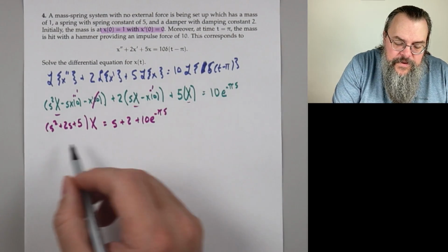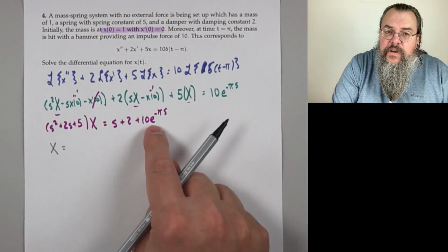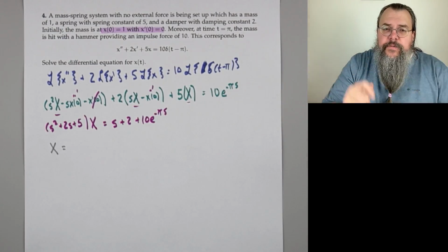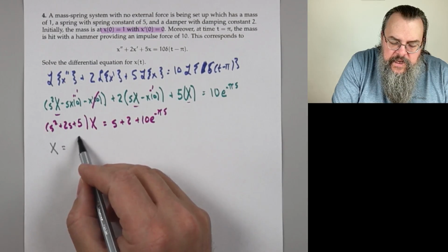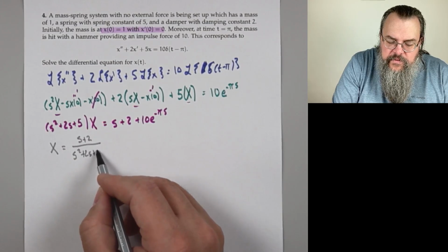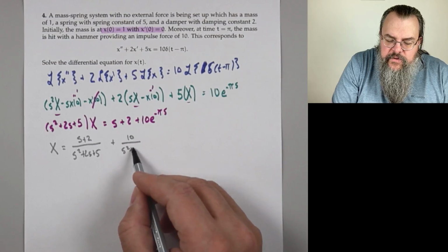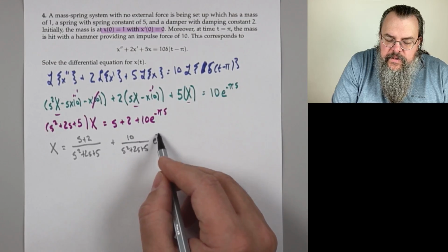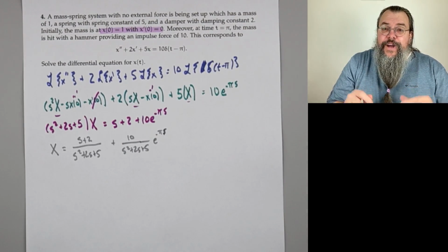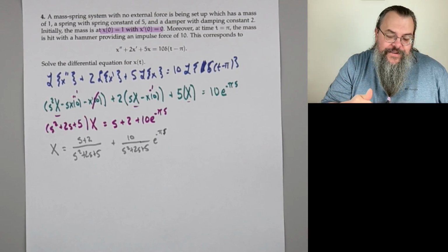All right. Now, we're almost to the point where we have X. So we divide. And I'm going to separate these two, because whenever I have a little exponential part, I like to have that separated out. So I'm going to have an s plus 2 over s squared plus 2s plus 5. And then I'm going to have a 10 over s squared plus 2s plus 5. All right. So we are getting close. We're rounding the corner. And now to the number one error that happened on this test.